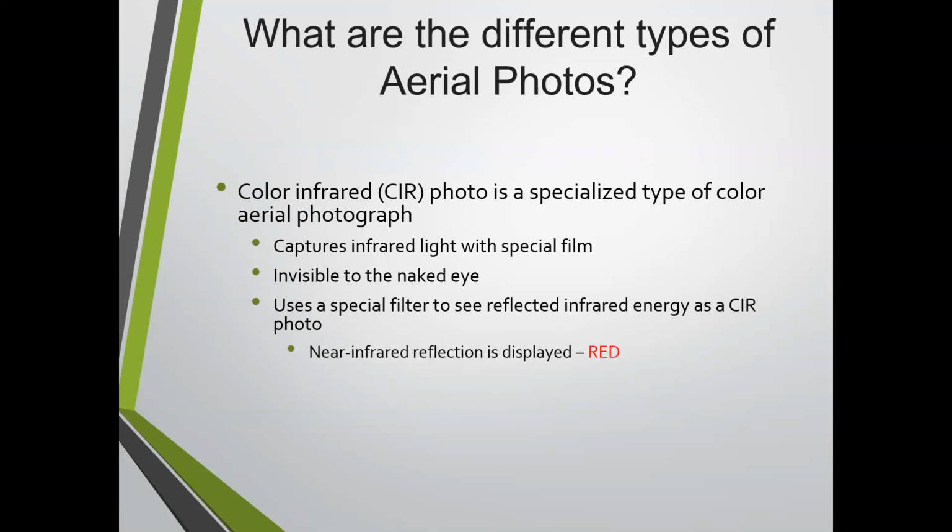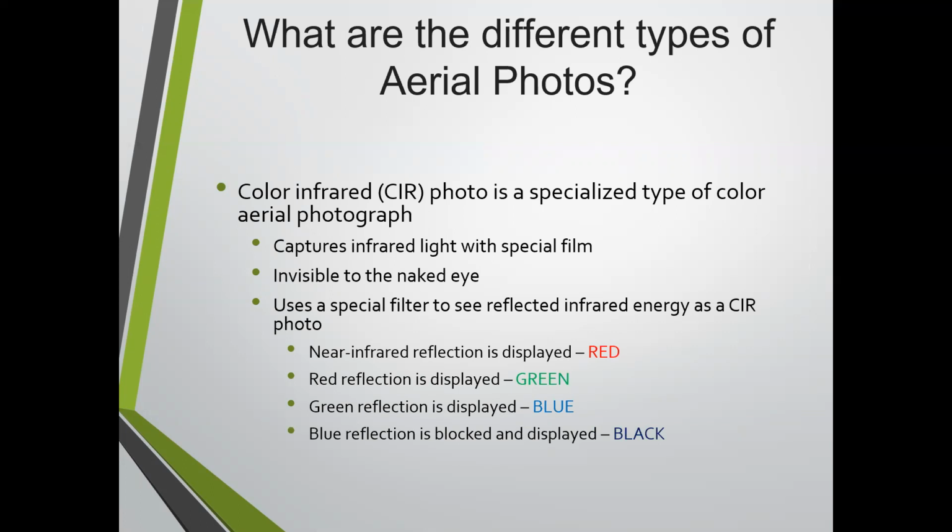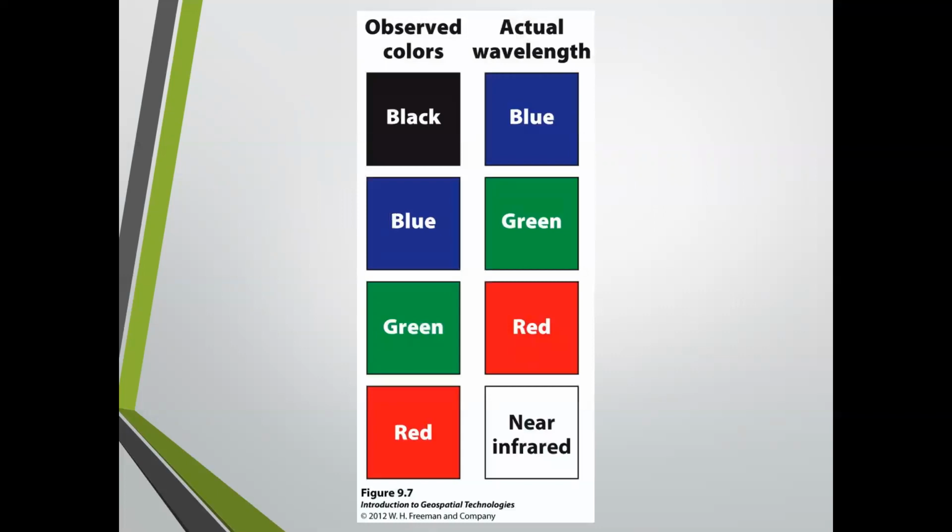Near infrared, in this case, is going to be reflected and displayed as red with this type of filter. Red reflection is displayed as green. Green reflection is displayed as blue, and blue is blocked and displayed as black. So you get these false color composites. What you're seeing is that the observed color is black, but the actual wavelength is blue.